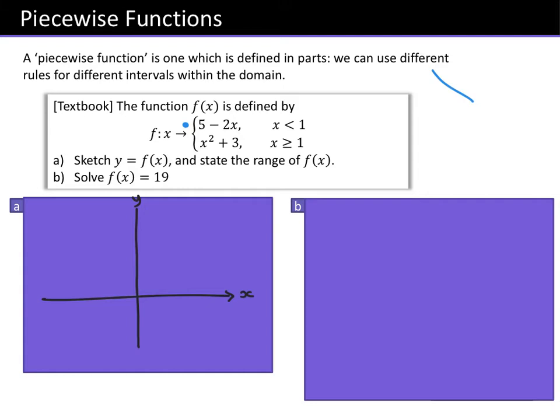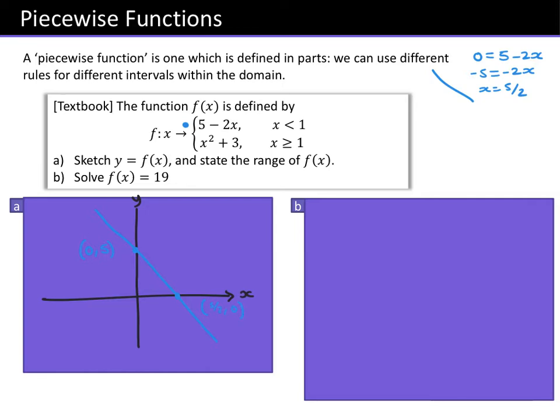If I want to know where it crosses the x-axis, I get 0 equals 5 minus 2x, minus 5 equals minus 2x, x equals 5 over 2. So it's going to cross at 2.5. So when I'm drawing this sketch, forget about it says x is less than 1 for a second. This is what this graph is going to look like. Okay, and we know that here it's going to cross at 0, 5, and at this point it's going to cross at 5 over 2, 0.